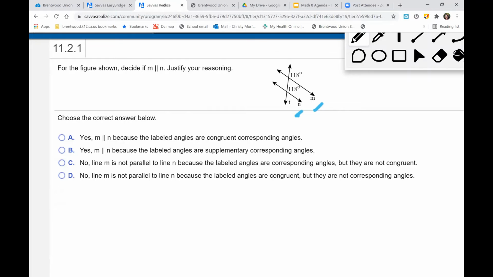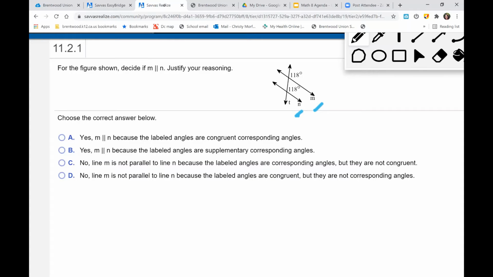And what's new today is you're deciding whether the 2 lines that are given, that are being cut, are parallel or not. And the way you figure that out is you look at either the corresponding angles or the alternate interior angles like yesterday and see if they're congruent. That's your new word today. Congruent means that they have equal measurements.